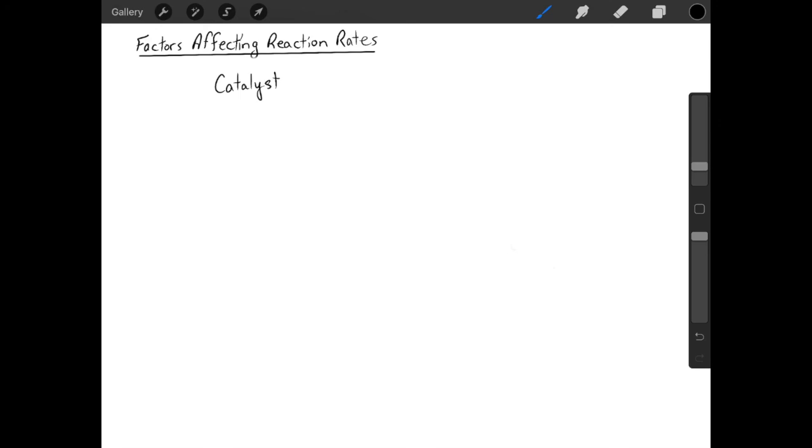The final factor affecting reaction rates that we'll discuss is a catalyst. A catalyst is a type of material that takes part in a chemical reaction but doesn't actually get used up like one of the reactants. At the end of the reaction, your catalyst remains. A catalyst will speed up a reaction rate, and it does this by making the correct types of collisions more likely.